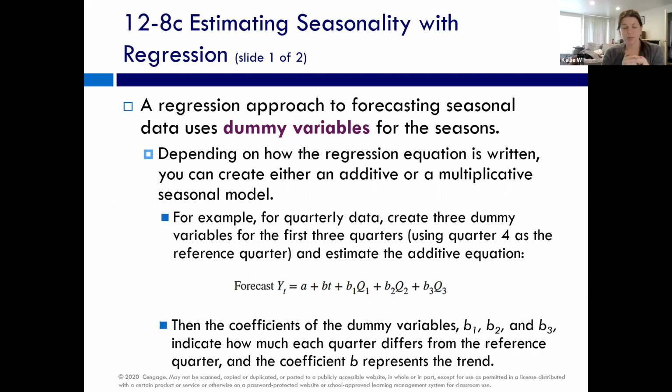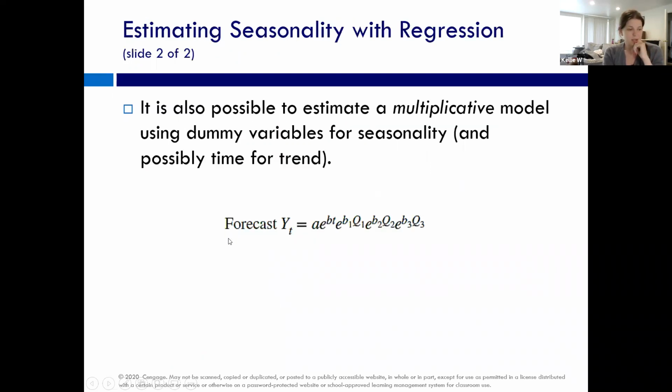And then we had talked about dummy variables as well for the seasons. So depending on how the regression equation is written, we can create either additive or multiplicative. For quarterly data, that might look like 3 dummy variables for the first 3 quarters, and then we use quarter 4 as the reference, and then we estimate this equation. So the coefficients for the dummy variables would tell us how much each quarter differs from the reference quarter, and then the coefficient B here is the overall trend. We could do multiplicative, just letting you know we can do it. Not even going to touch the math on that one.